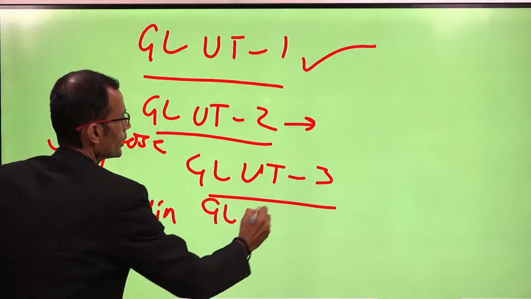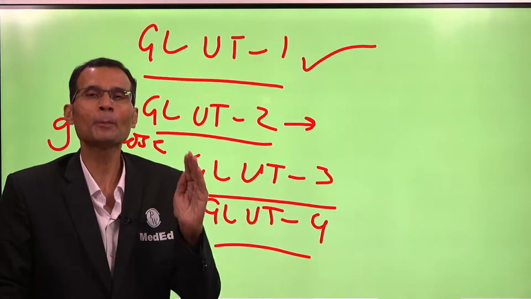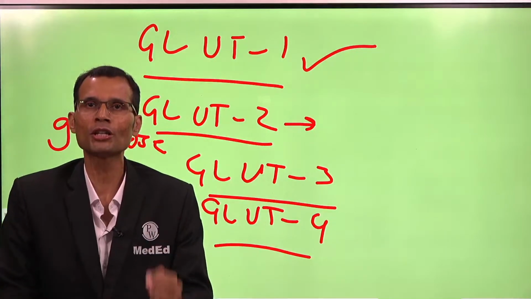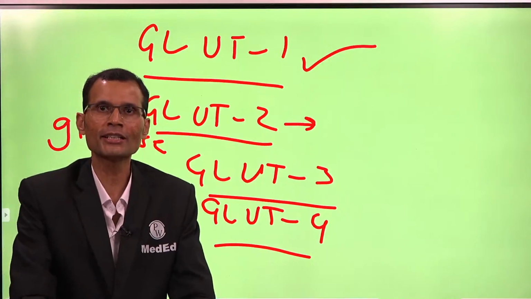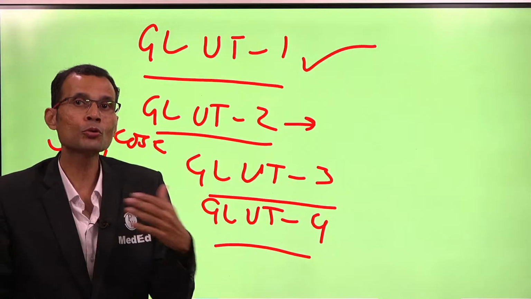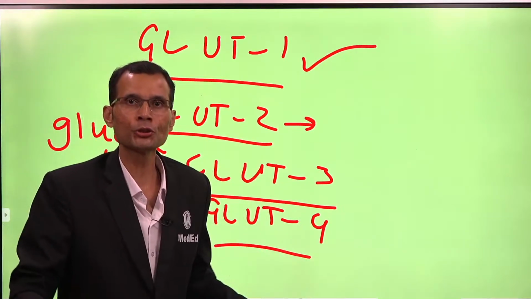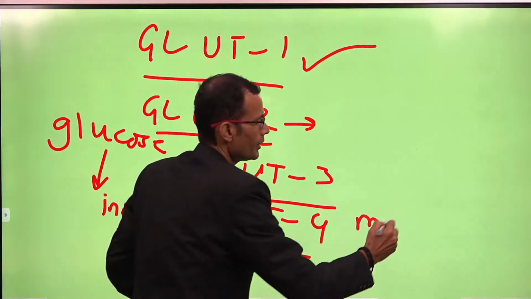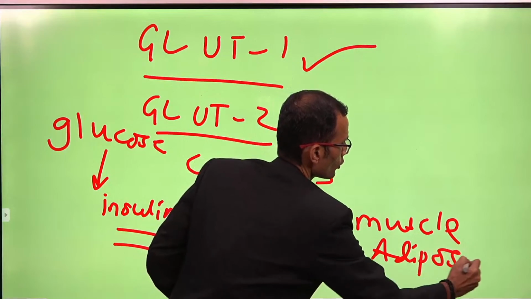Then GLUT 4. GLUT 4 is insulin dependent glucose transporter. तो आपको पता होना चाहिए कि इंसुलिन डिपेंडेंट दो ही टिश्यूज है बॉडी में जिनको ग्लूकोज एंटर करने के लिए इंसुलिन की जरूरत लगती है. विच आर दोज टिश्यूज? ओके, मसल एंड एडिपोज टिश्यू. तो इनमें है GLUT 4.